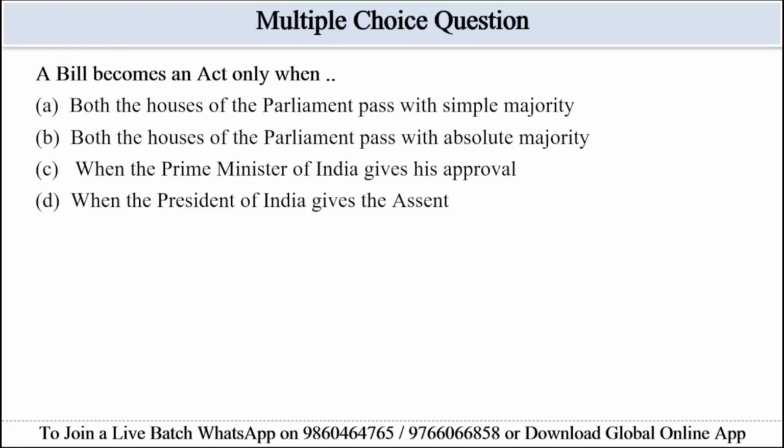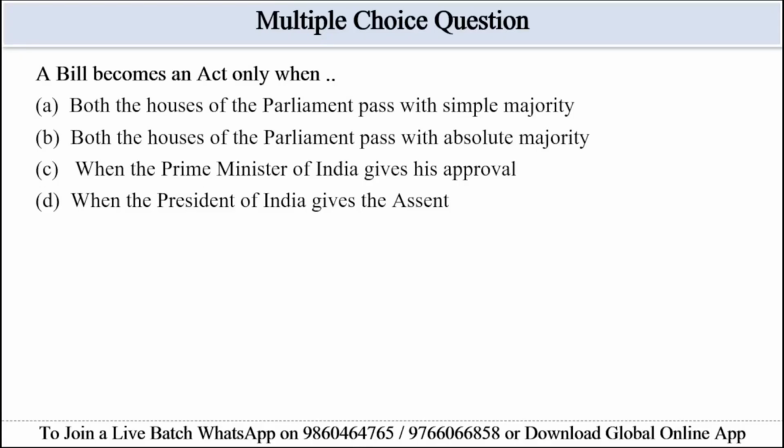So we can eliminate some options here. Option A says both the houses of the parliament pass with simple majority. This is a crucial step in the legislative process, but a bill does not become an act solely upon being passed by the parliament. It requires the President's assent to become a law, hence this is incorrect. In case of option B, both the houses of the parliament pass with the absolute majority. It is similar to A. This is a procedural step, but not the final step for the bill to become an act. Furthermore, the passage often requires only a simple majority. This option will also be incorrect.